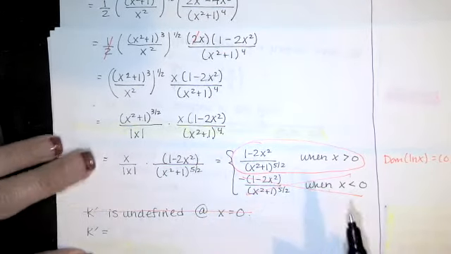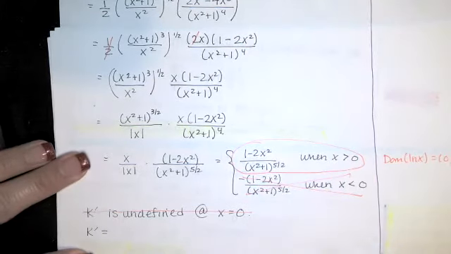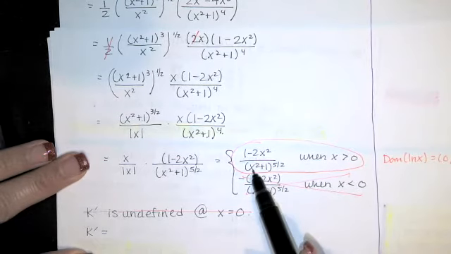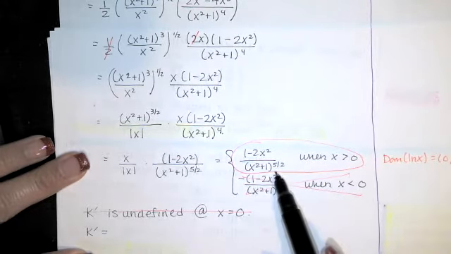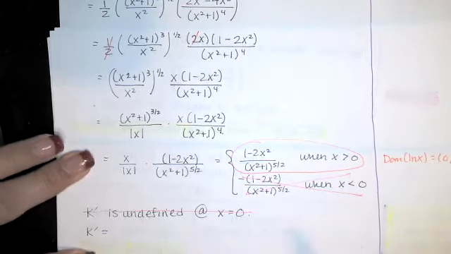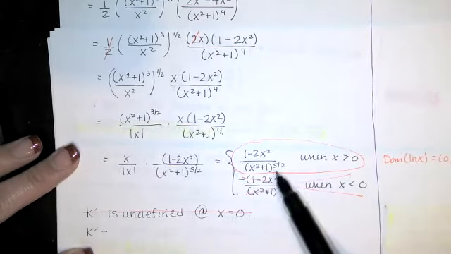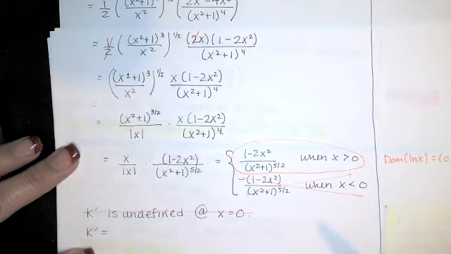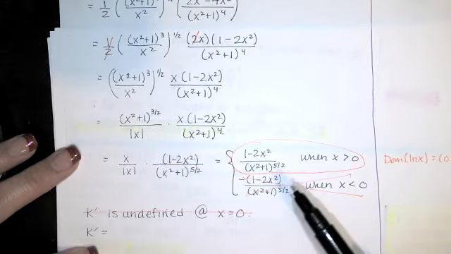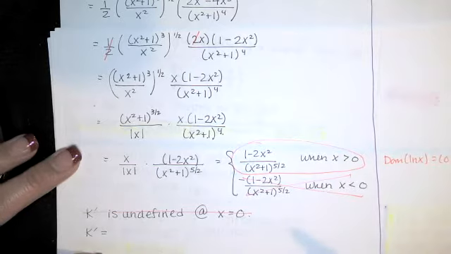So here k prime is never undefined because x squared plus 1 is always greater than or equal to 1. This x squared is always greater than or equal to 0. I add 1 to it, it's always greater than or equal to 1. So we're never dividing by 0. And x squared plus 1 is always positive. So we're never taking even roots of negative numbers. So we're good. This is always well defined.